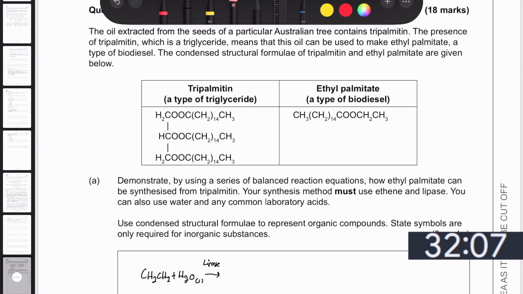Ethyl can be synthesized from that. The synthesis method must use ethene and lipase. You can also use water and any common laboratory acids.